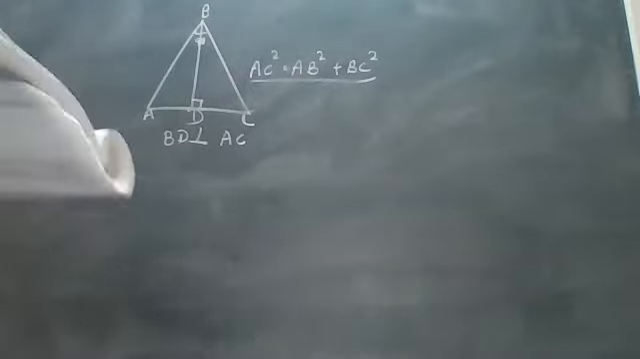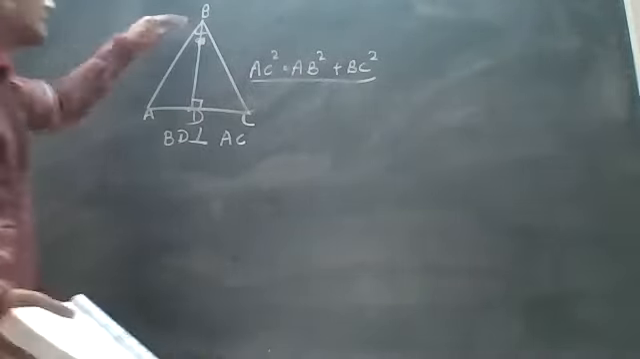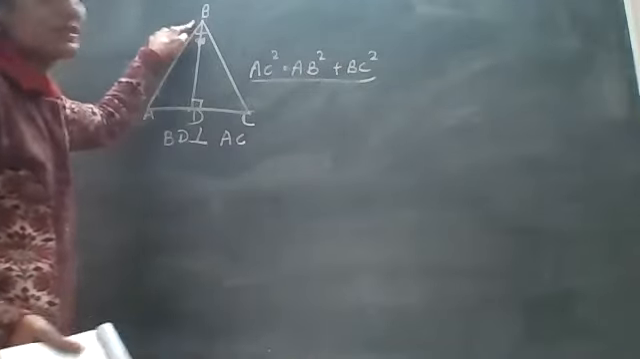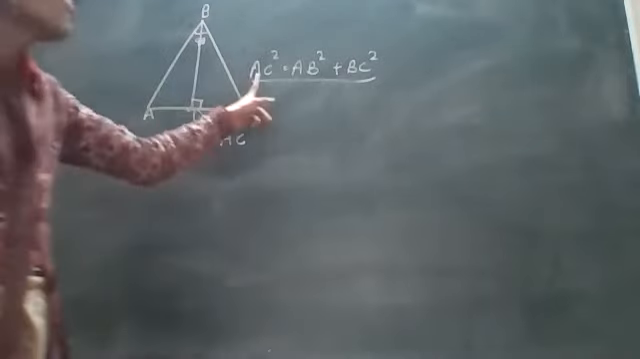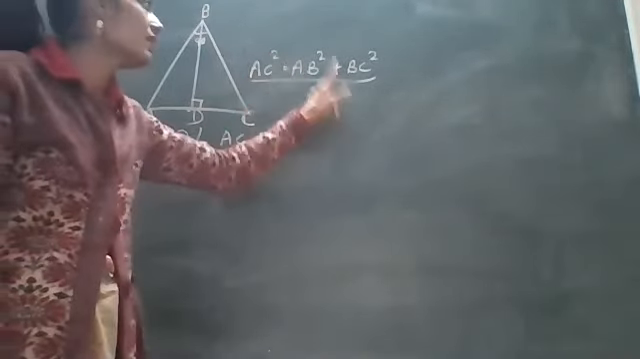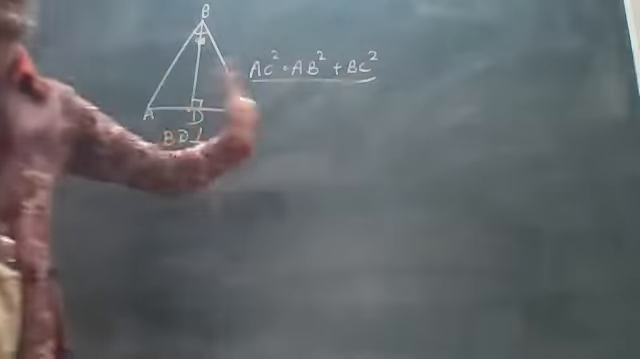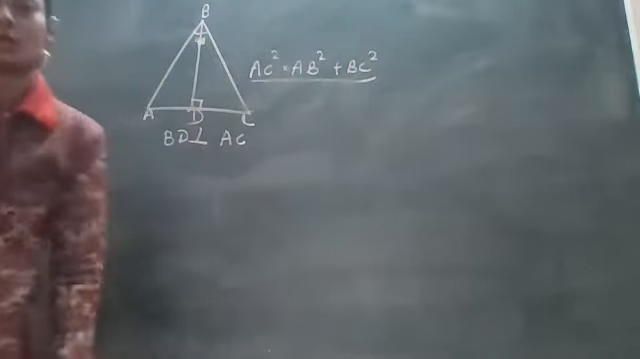Okay, the data will be: in triangle ABC, B is a right angle triangle, which is B equal to 90 degrees. To prove: AC square is equal to AB square plus BC square. That we have to prove now.